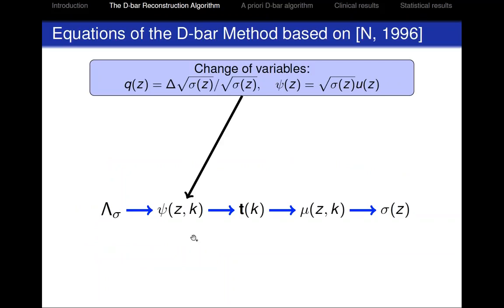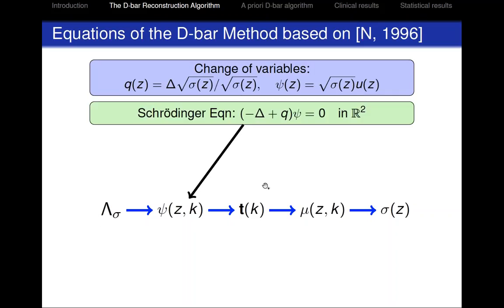So the first step is we have our data, and remember that's physically related to the generalized Laplace equation. But this change of variables, Laplacian square root of sigma divided by the square root of sigma, and psi equal to the square root of sigma times u, allows us to change the generalized Laplace equation to the Schrodinger equation.